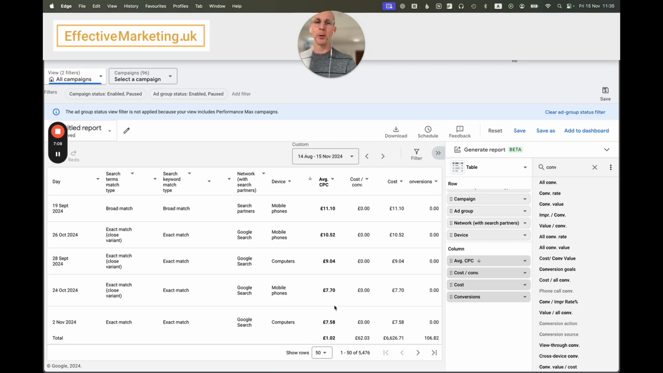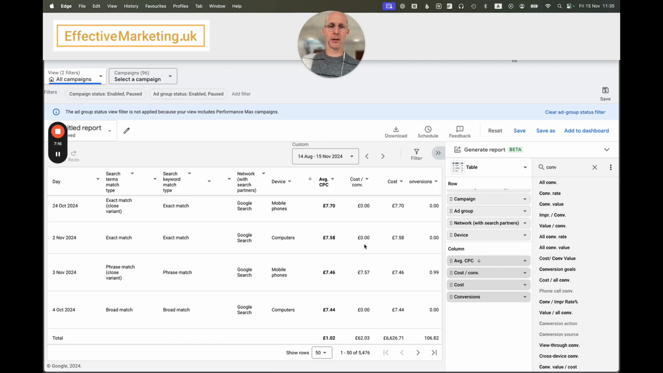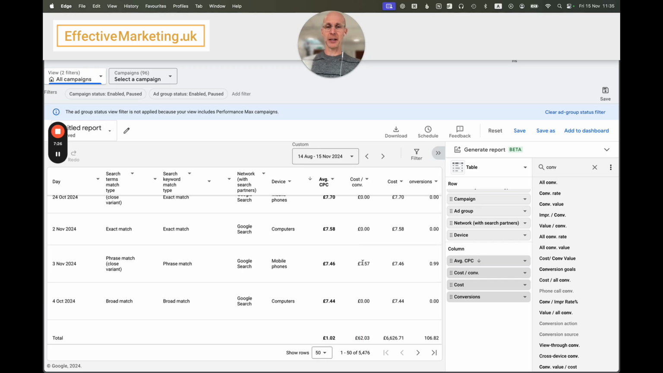Now, I guess what we want to find out is, is this good for our performance? Are we actually getting conversions? Because I think we can see here there's one conversion here for £7, and the average cost per conversion in the account is £62. So if we are actually getting these super expensive clicks, but they're converting well, then who cares? We're happy. But if they're a drain on our resources, that's not good.